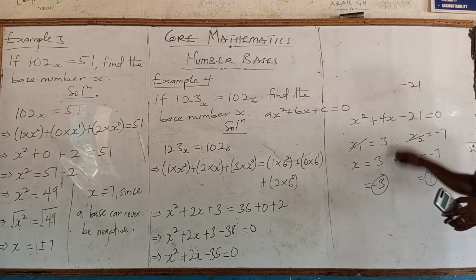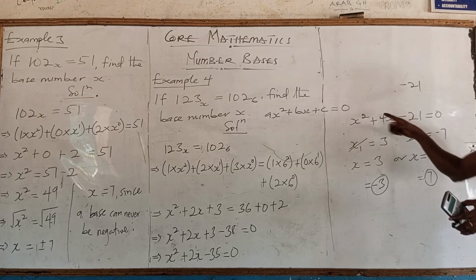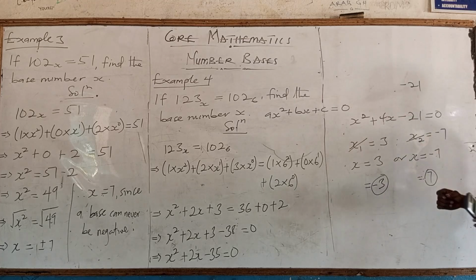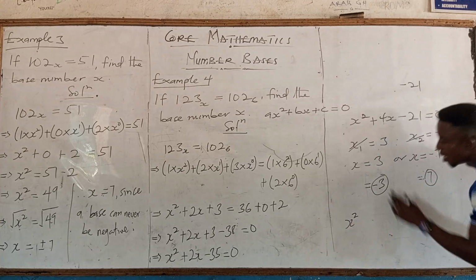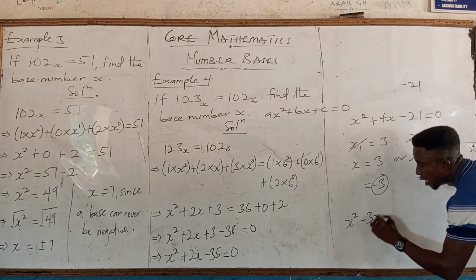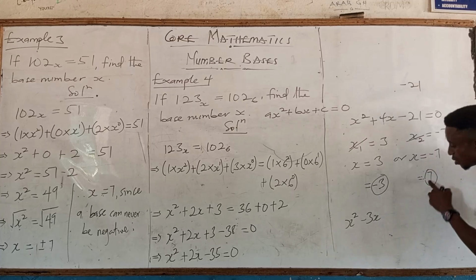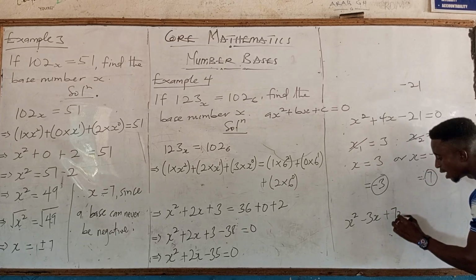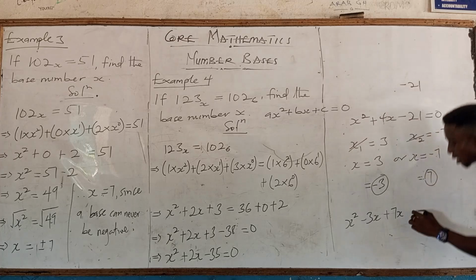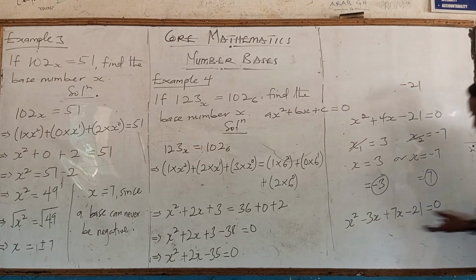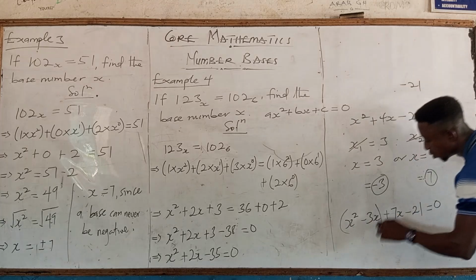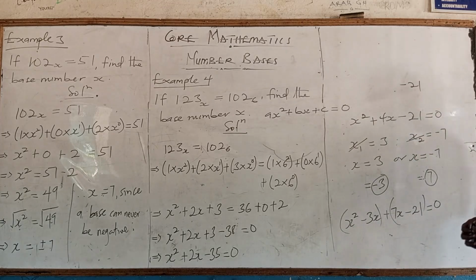Then wherever we see the coefficient of x, we put these two numbers. So it is going to be x squared, then -3x because we had negative, then this one is positive, so plus 7x, then the constant -21 is equal to 0. Then we've made this four terms, and we group them into two. From algebraic expression, that's what we will do.